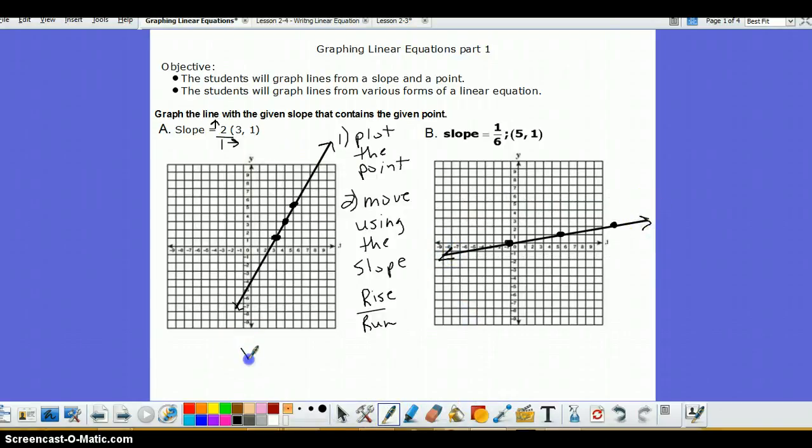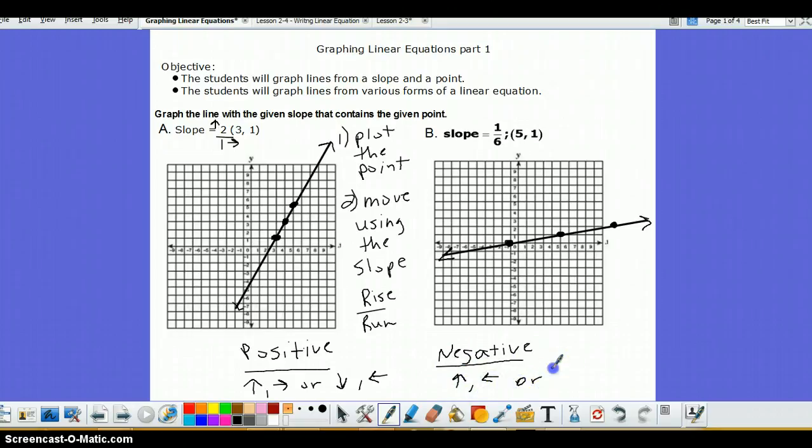So in other words, with a positive slope, you can go up and right, or you can go down and left. With a negative slope, you can go up and left, or you can go down and right. They will give you the exact same slope, the exact same line, as long as we're doing the same thing.